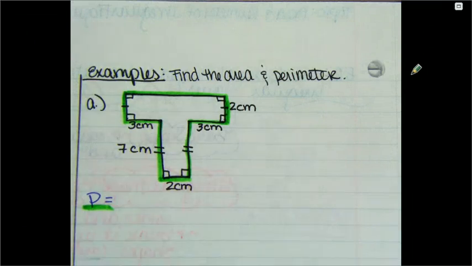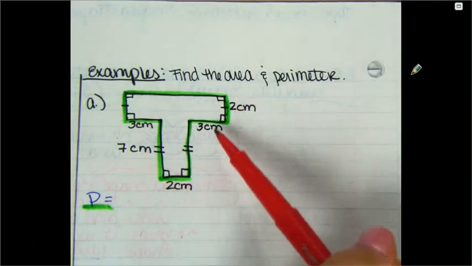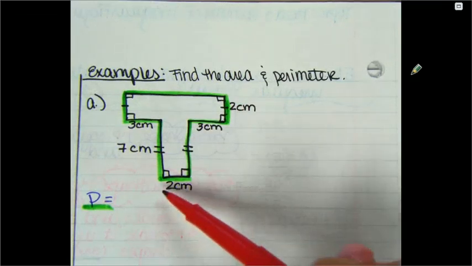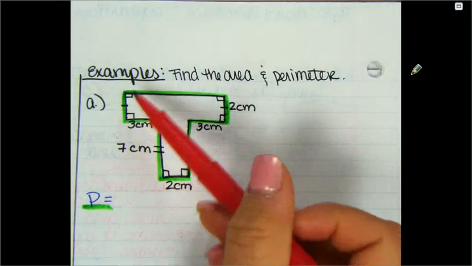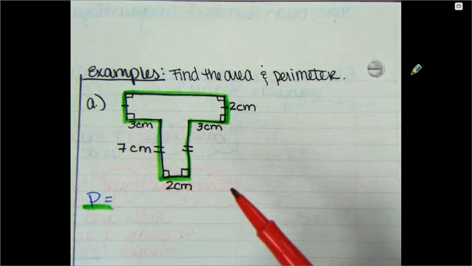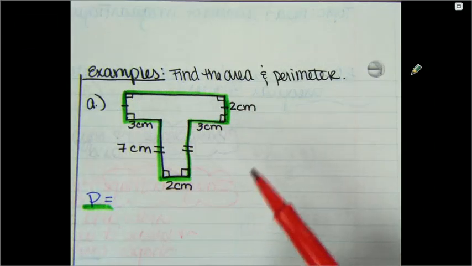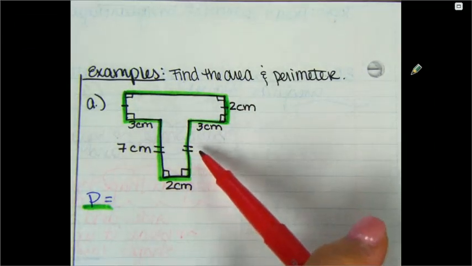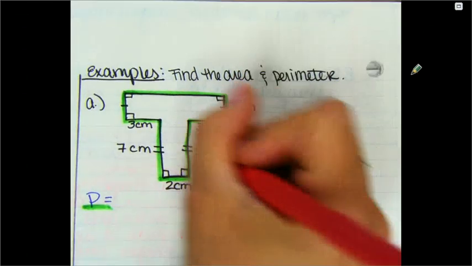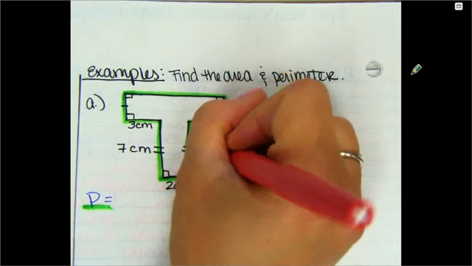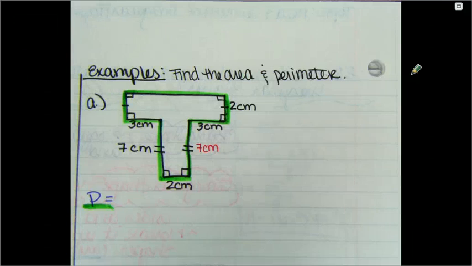All right, for perimeter, what am I going to add? So before we start adding anything, let's fill in what we don't know. So this is 2, this is 3, this is something, this is 2, this is 7, this is 3, this is something, and that is something. What do I know? Do I know this one? What is it? 7. How do you know it's 7? It's congruent and it shows 7 on the other side.